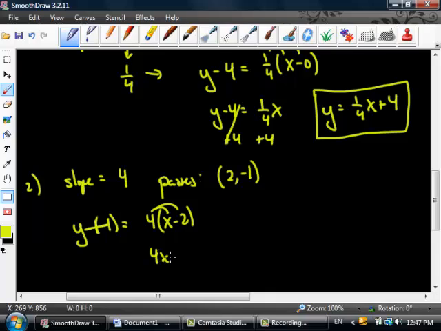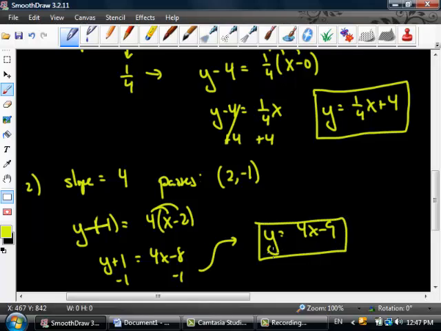Great. We know this is going to be turned positive, and we know we're going to distribute this thing in. This is 4x minus 8. This is y plus 1. Subtract the 1 from both sides. The entire equation is y equals 4x minus 9. Raise your hands if you got y equals 4x minus 9 as your final equation. You guys are awesome. Good job.